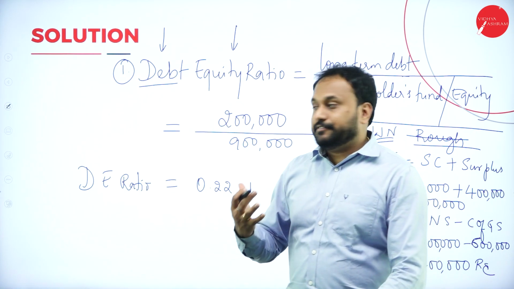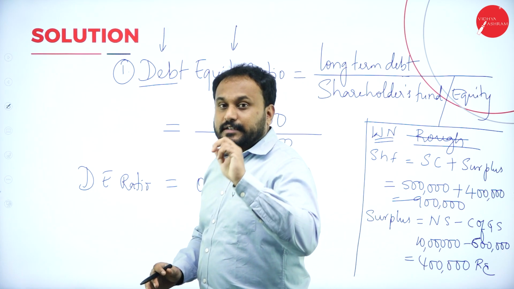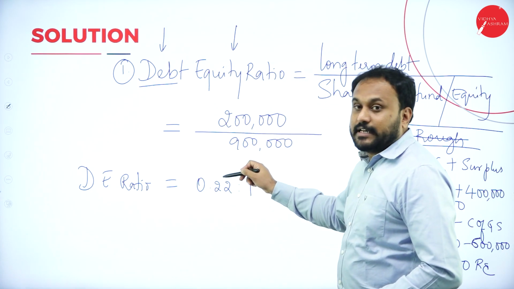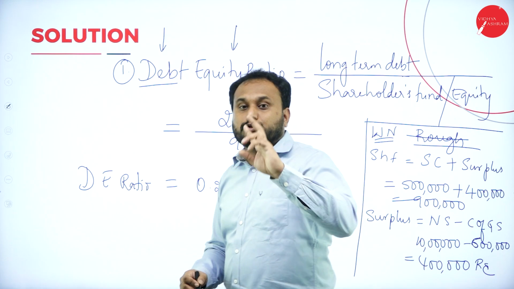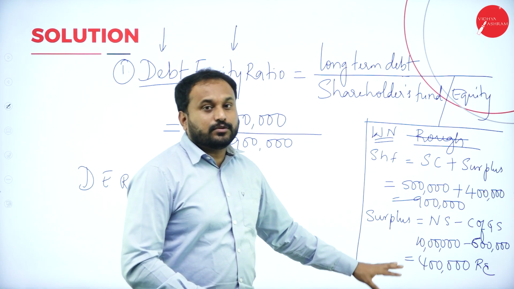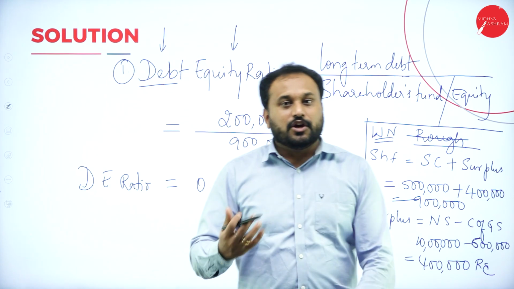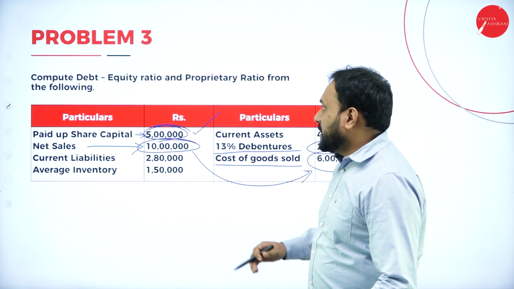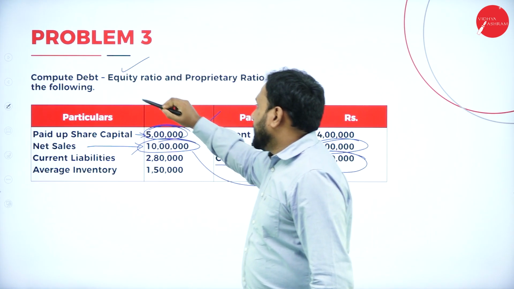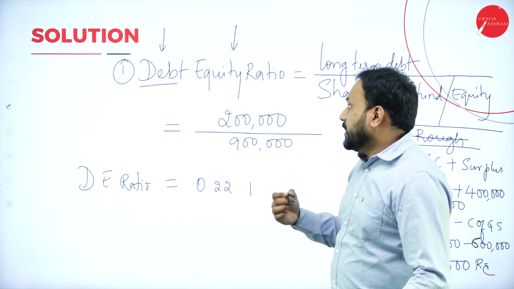Now what exactly have I done? I went with the formula. The formula will be for 2 marks. Then I went with the answer here. The answer is for 1 mark. So 2 plus 1 is 3. And this is the working note. This is for 2. So total it is how much? 5 marks I have easily got. Next, what are they asking me? Debt equity ratio is done. Next, they're asking me the proprietor ratio. Let's solve the proprietor ratio.